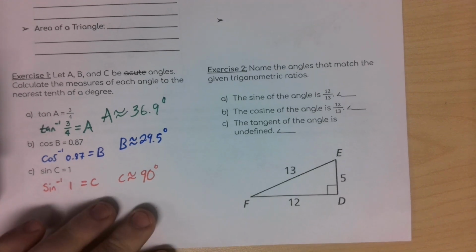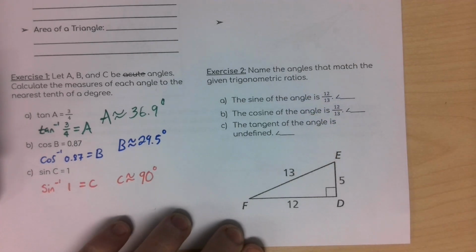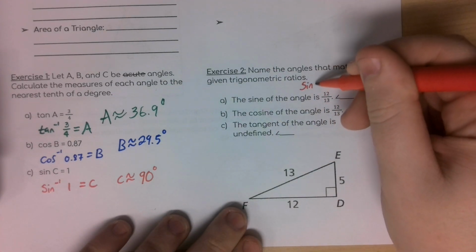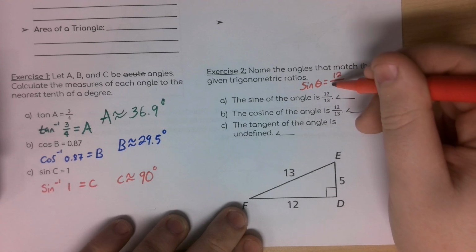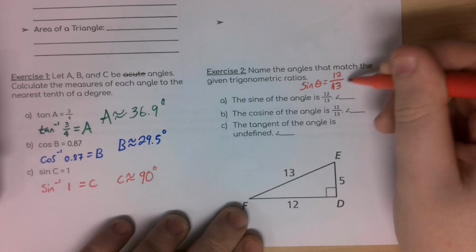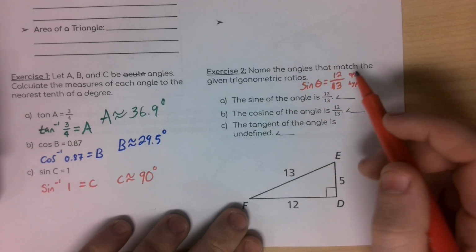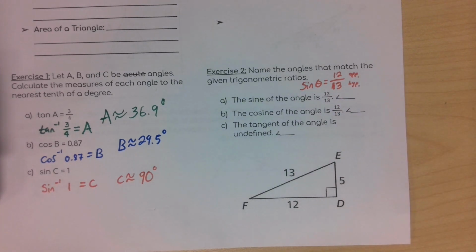My recommendation is set up a trig ratio. If the sine of the angle is supposed to be 12/13, that means that the sine is really just opposite over hypotenuse, right? It's telling us that the opposite side from our angle is 12, and the hypotenuse is 13. So which of our angles is across from 12?